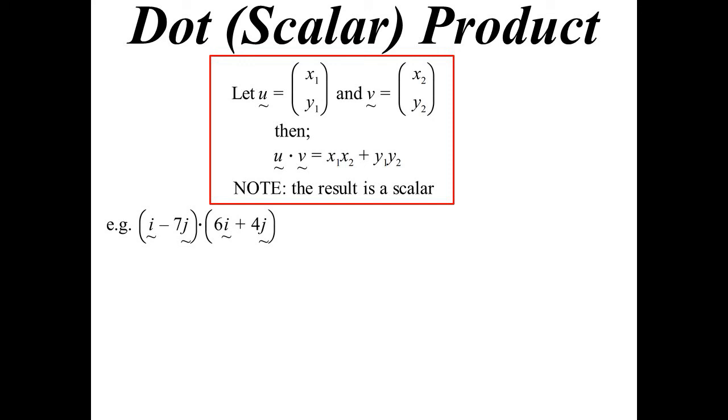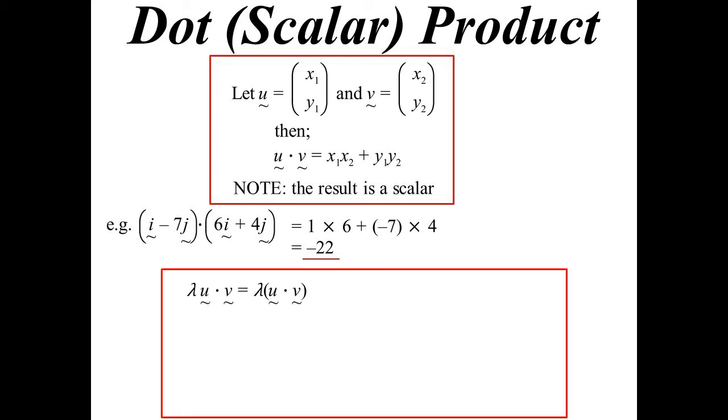So if I want to do this one, as I say, we just multiply the x's together and we'll get 1 times 6, which is of course 6. Multiply the y's together, minus 7 times 4, negative 28, negative 22. We get a number, we get a scalar.